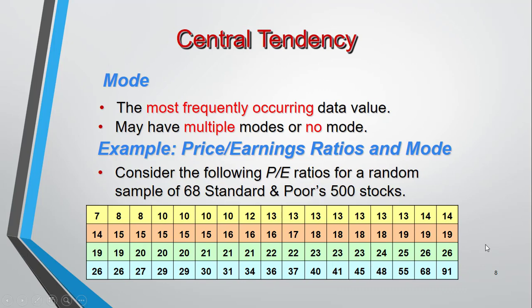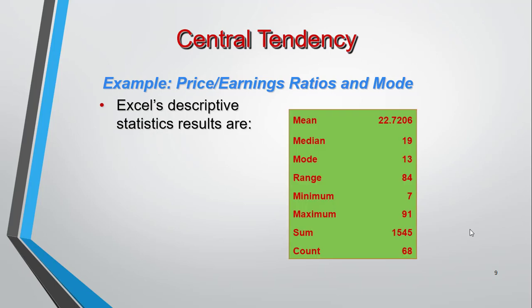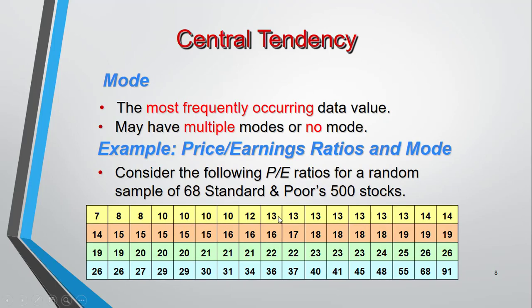You can pause here if you're watching this video. You can count and see which number occurs most frequently, and you'll probably find it. It's actually 13. 1, 2, 3, 4, 5, 6, 7. Seven of them are 13. So the mode is 13. If you look at other numbers, none of them has 7. So 13 is the mode. It's the most frequently occurring P/E ratio among the 68 companies or stocks.